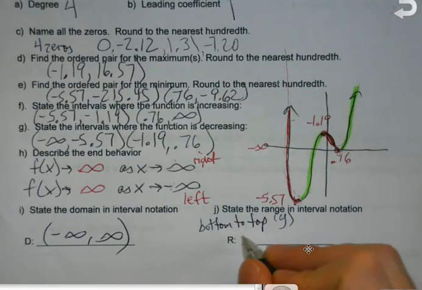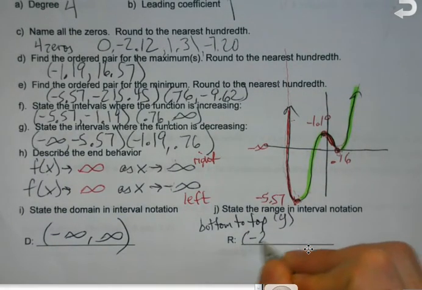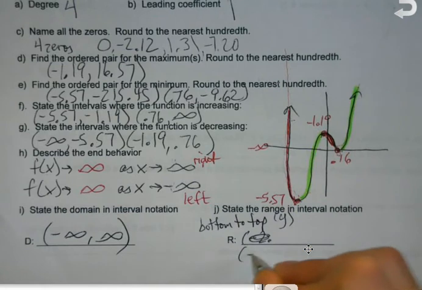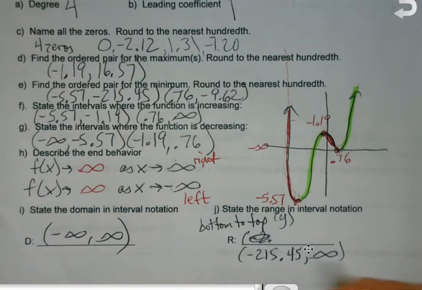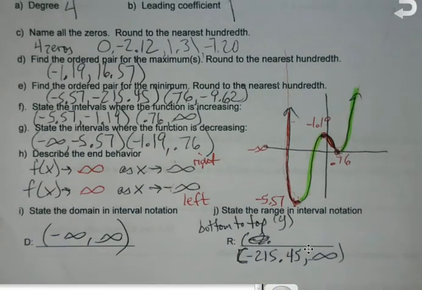Negative 200, negative 215.4, whatever you get. Is it 8? I thought it was 5. I don't know. I won't get that cookie. But then it goes up forever.